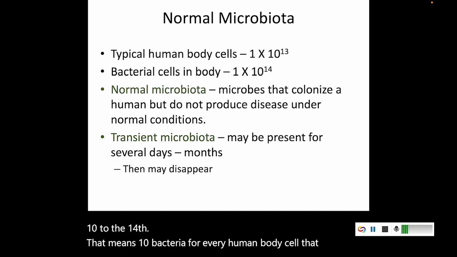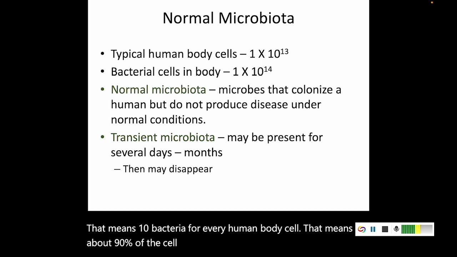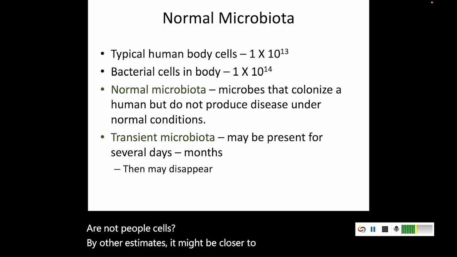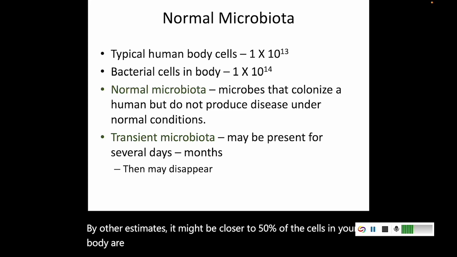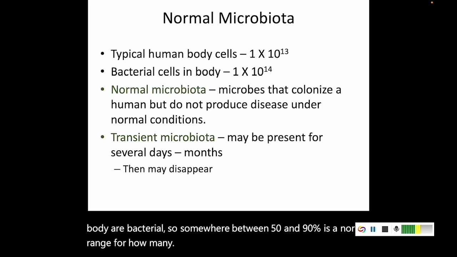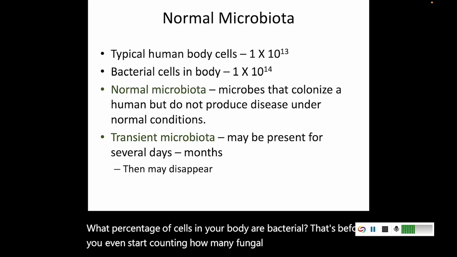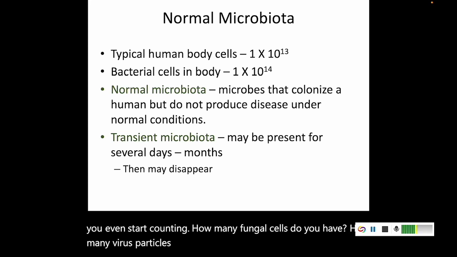That means about 90% of the cells in your body are not people cells. By other estimates, it might be closer to 50% of the cells in your body are bacterial. So somewhere between 50 and 90% is a normal range for what percentage of cells in your body are bacterial. That's before you even start counting how many fungal cells you have, or how many virus particles you have.